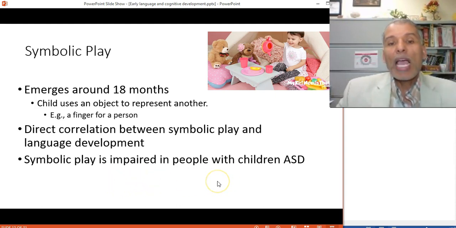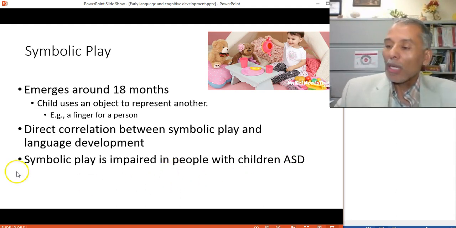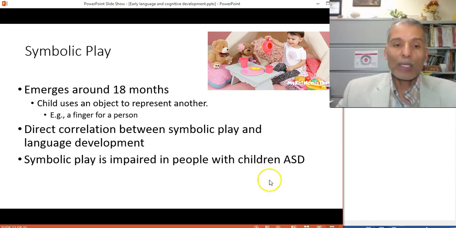Symbolic play is impaired in individuals with autism spectrum disorder, and as part of the intervention, when you develop it, it should give rise to other skills that depend on symbolic play to develop. And play therapy is a known field now.